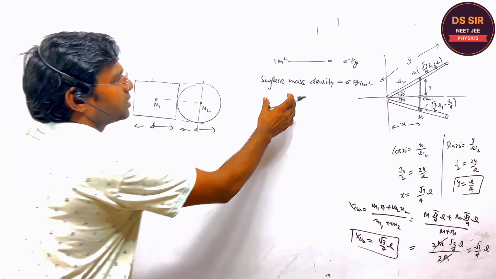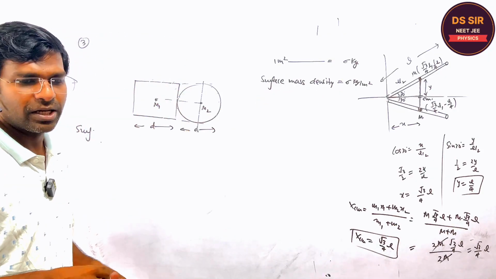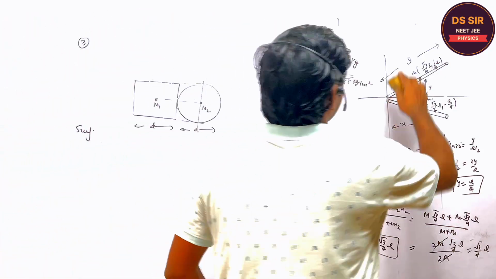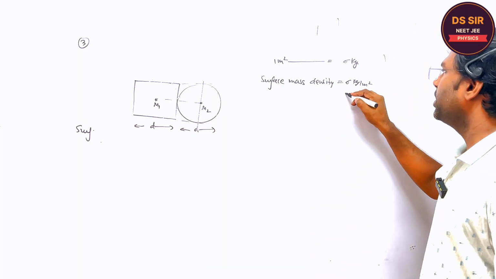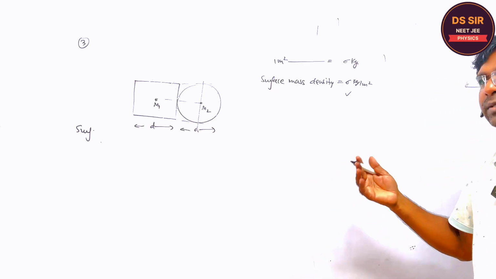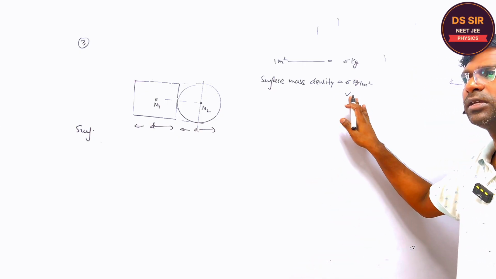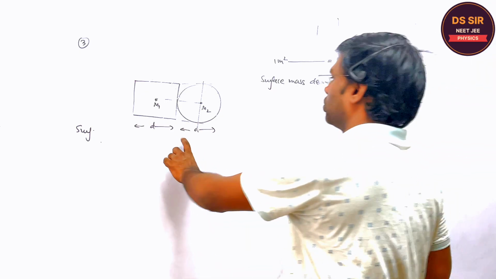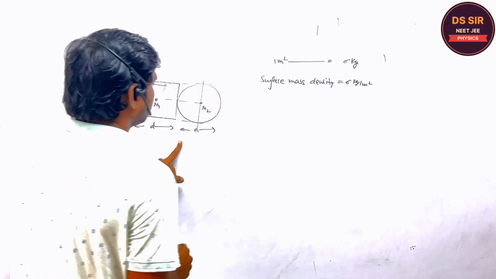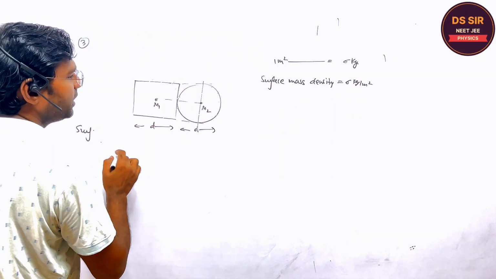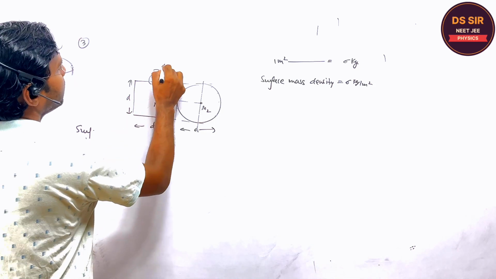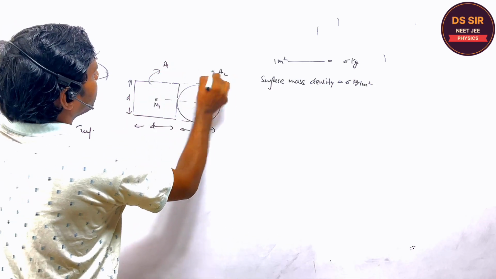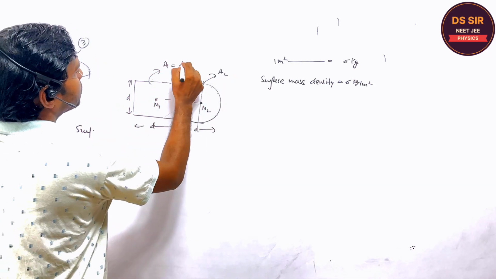We will choose the surface mass density of the material by which this disk and the square plate are made as sigma kilogram per meter square. Should I elaborate on this? Now I have to write m1 and m2. What is the area? A1, the area of the square, is d into d, which is d square.